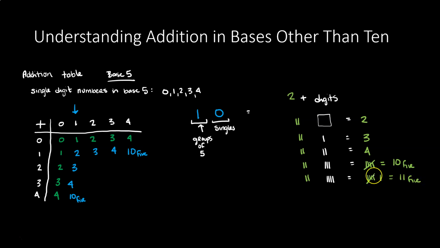And then we can copy these into our table. 2 plus 2, we said was 4. 2 plus 3, we said was 1, 0, base 5. And then 2 plus 4 is 1, 1, base 5. And we can copy those in using the commutative property of addition.